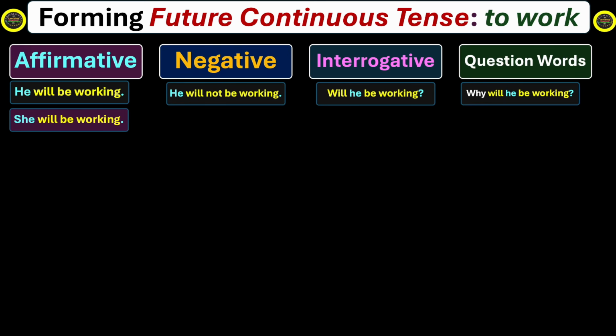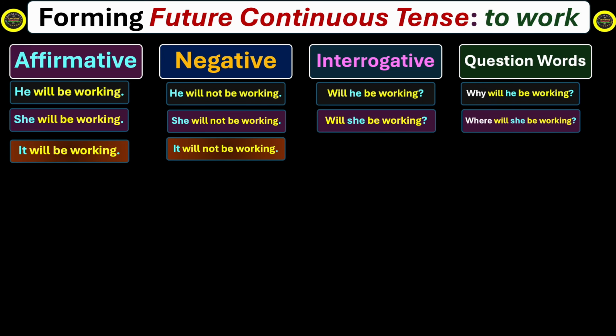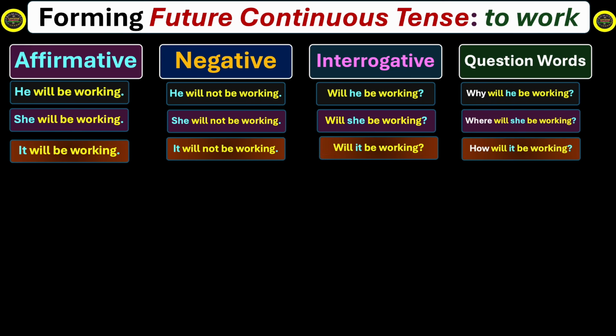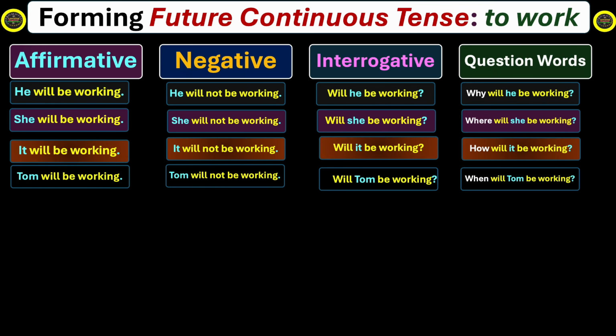Likewise, we have she will be working. She will not be working. Will she be working? Where will she be working? Then we have it will be working. It will not be working. Will it be working? How will it be working? Tom will be working. Tom will not be working. Will Tom be working? When will Tom be working?